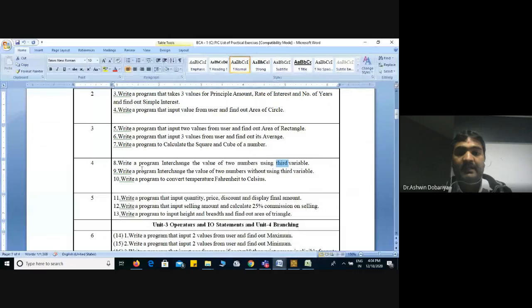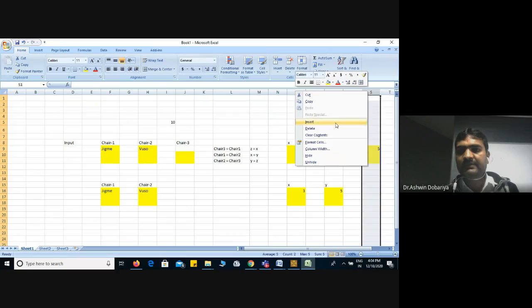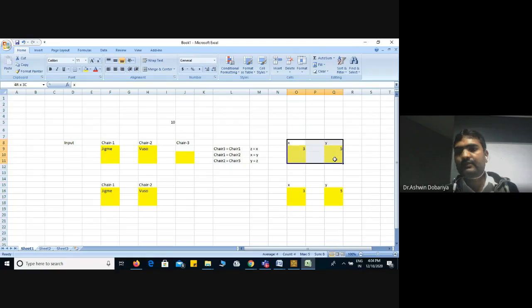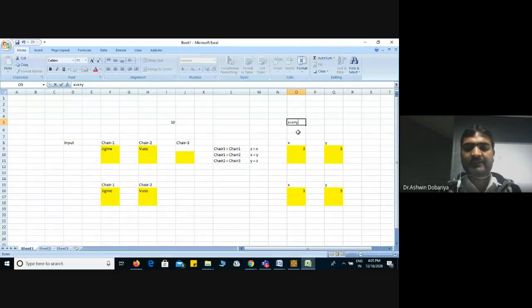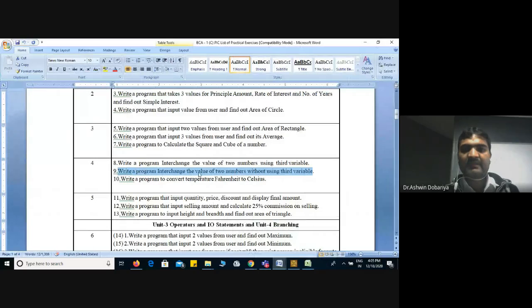And see, this is the same type of program: write a program to interchange the values of two numbers without using a third variable. In that case, you do not require the third variable. You take only two variables, and you have to perform certain arithmetic operations like this: x is equal to x plus y. With the help of this kind of arithmetic operation, see how you can interchange. This is our second program, the 9th program. Again, you try it at home.